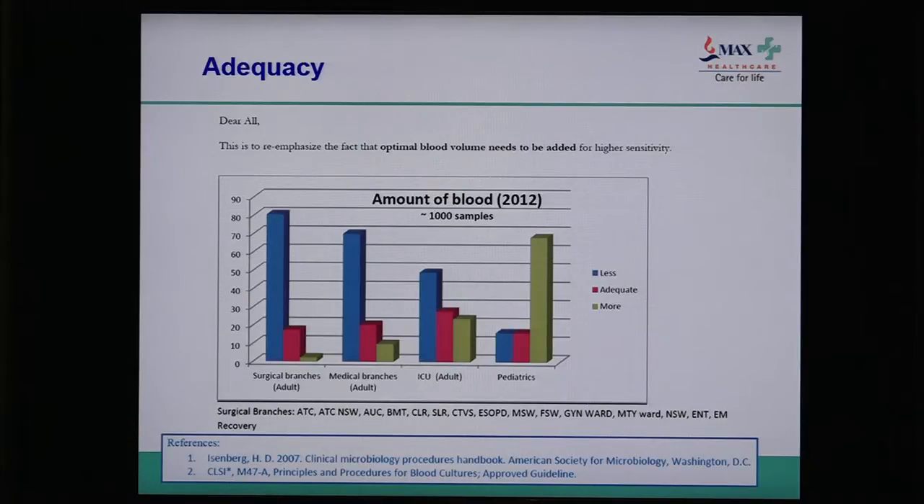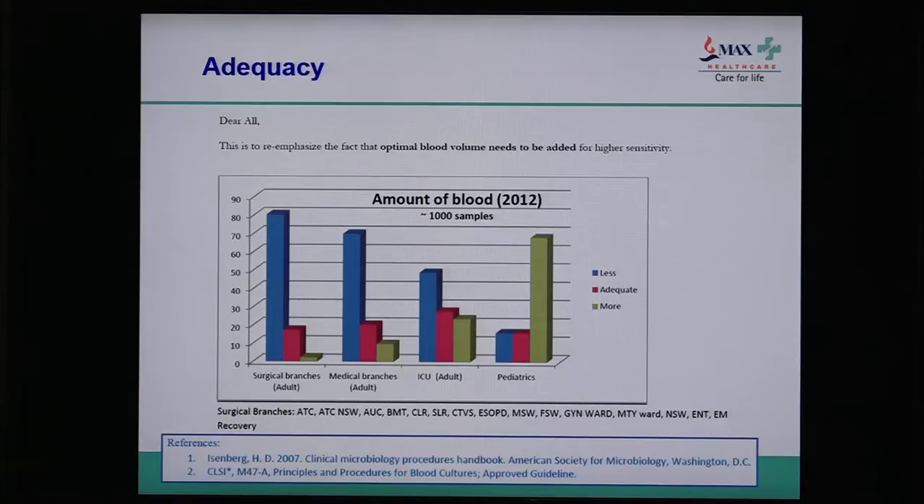So from the window, it just goes right onto the machine. So first thing in the lab is bacteria. So the amount of blood is important.